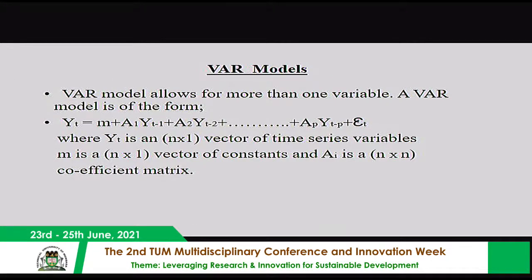Now for the VAR models, the VAR here tries to look at different variables, unlike the ARIMA, which only specifies a single variable. For the VAR here, we can have more than one variable. It is of the form yt equals m plus A1 yt minus 1 plus A2 yt minus 2, up to Ap yt minus p, plus epsilon t, whereby yt is an n by 1 vector of the time series variables, m is an n by 1 vector of constants, and A is an n by n coefficient matrix.